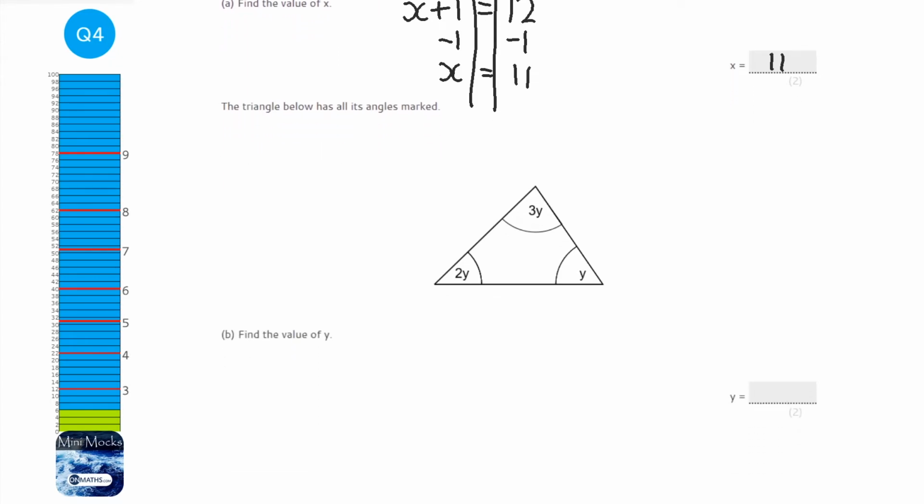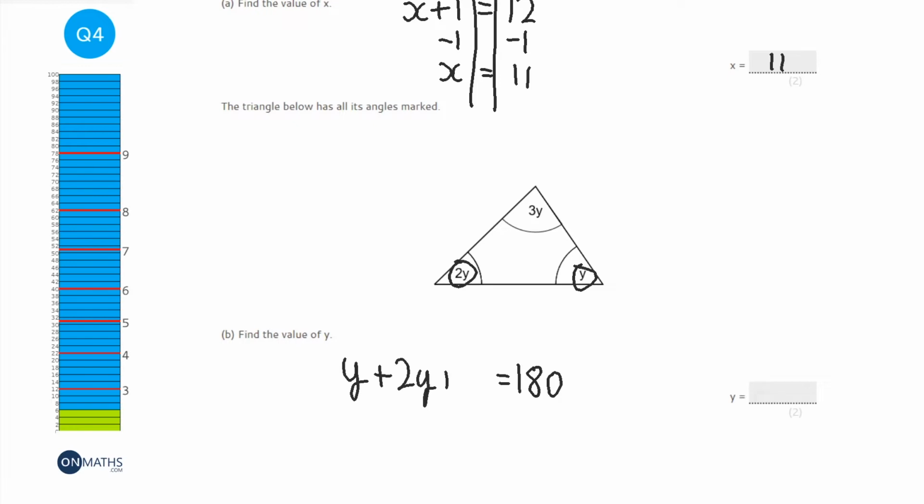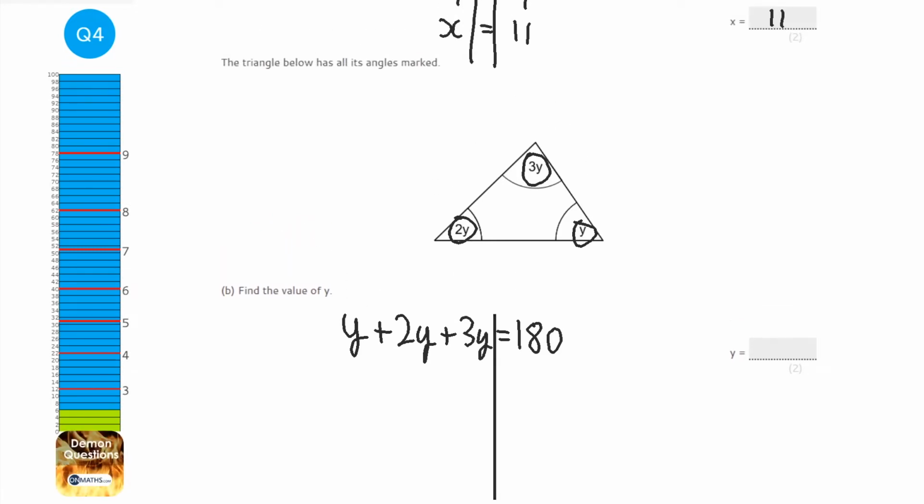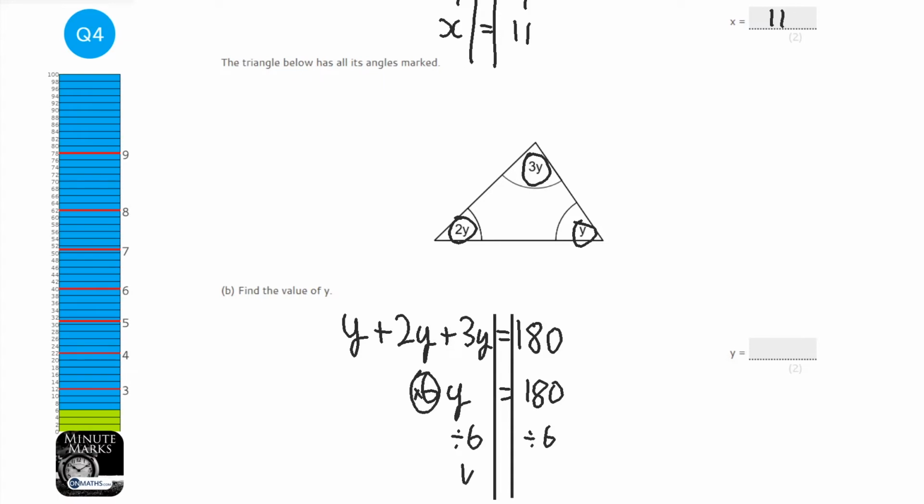Question B, have a think about what you know. You know that all angles in a triangle add up to 180. So we know that if we add y, 2y, and 3y together, it's going to equal 180 degrees. So again, let's just get our lines down so that we can solve it. So 1y plus 2y plus 3y, well, that gives us 6y in total. And then what we need to do is get rid of that times 6 there by dividing 6 both sides. So y equals 180 divided by 6. Well, I know 18 divided by 6 is 3, so I know that's going to be 30.